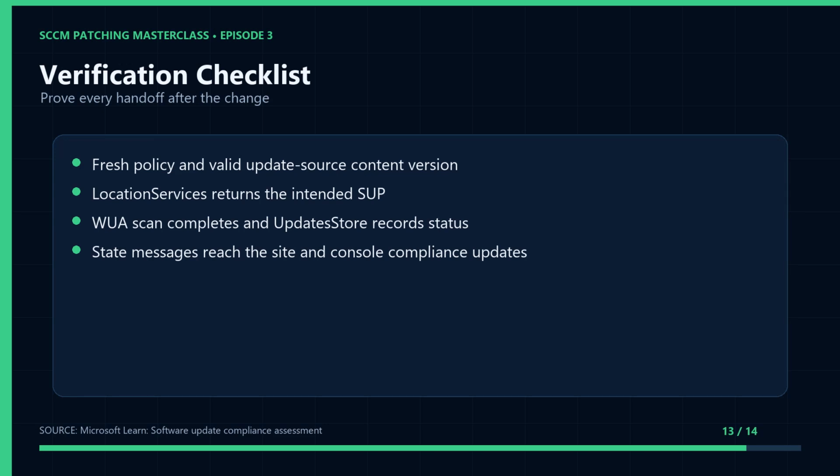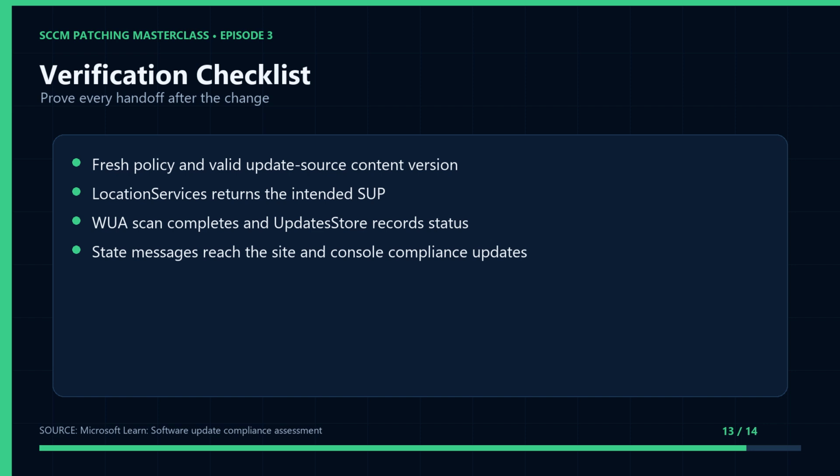Verify end-to-end. PolicyAgent and ScanAgent show fresh policy with a valid update source content version. LocationServices returns the intended software update point. WUAHandler applies the correct source and starts the Windows Update Agent scan. Windows Update tracing shows a successful search against the managed service. UpdatesStore records applicability. StateMessage and CcmMessaging show reporting, statesys processes it, and the console eventually shows a current compliance state.